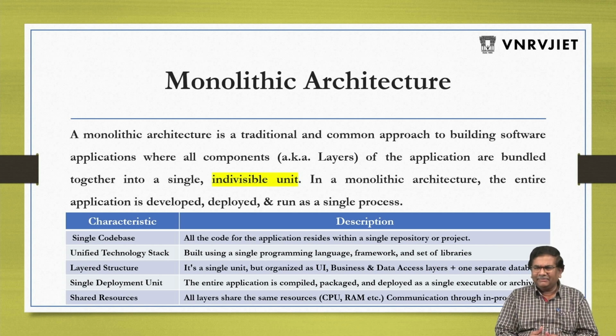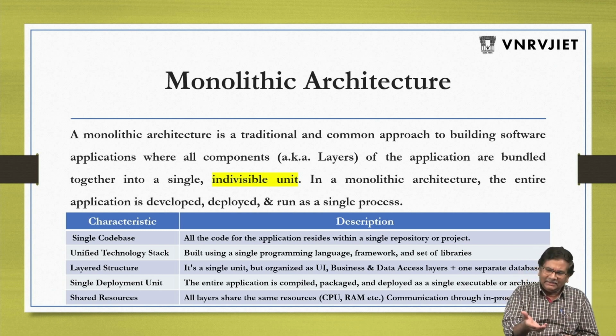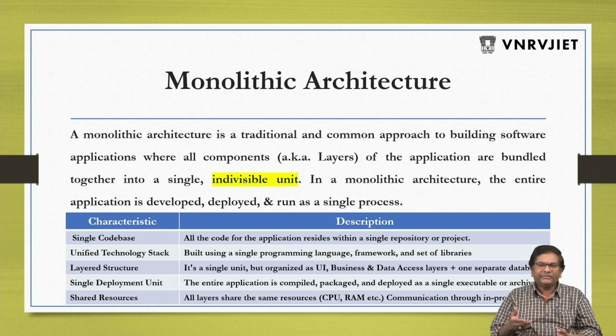Unified technology. Most of the time, the technology used is the same across all three layers. That means, let's say we are writing an application in Java. The front end is in Java, the business logic is in Java, and the database access layer is also in Java. So all three things are using one language. That's how it is unified technology. It is built using a single programming language, framework, and set of libraries.